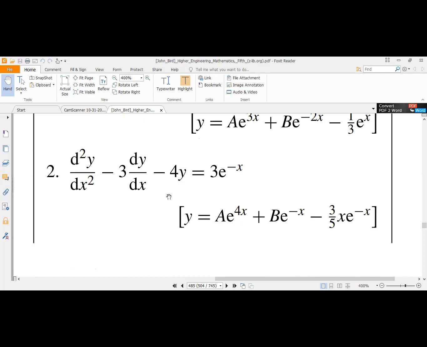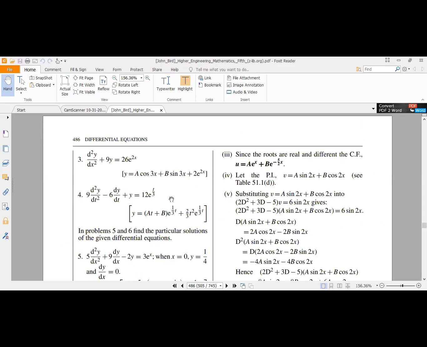Now let's take a look at solution number 2. Look at number 2 now. In this case, you can see that we are going to have the non-homogeneous part in the complementary solution. Because by the time you solve for the complementary solution, you are going to have a exponential 4x plus b exponential minus x. And you have exponential minus x in the non-homogeneous part. So in this case, the assumed particular solution will be what? Kx exponential minus x. So that is okay.